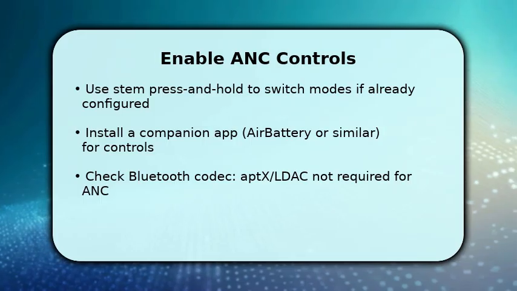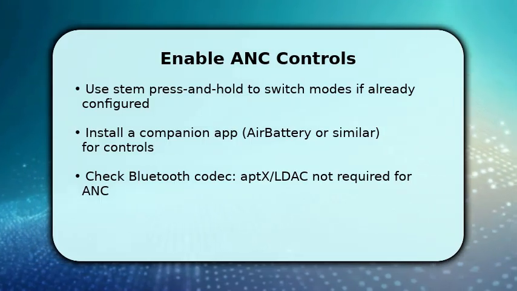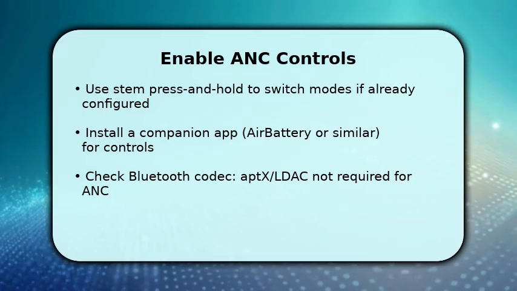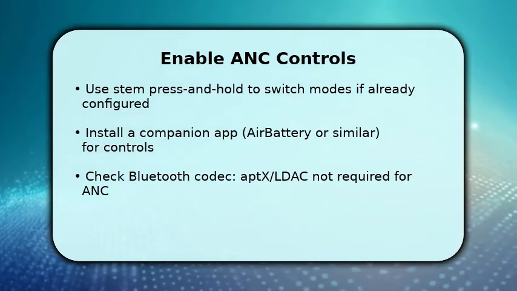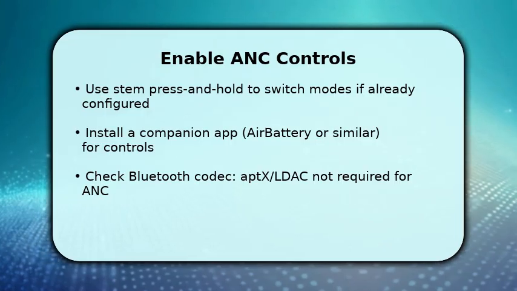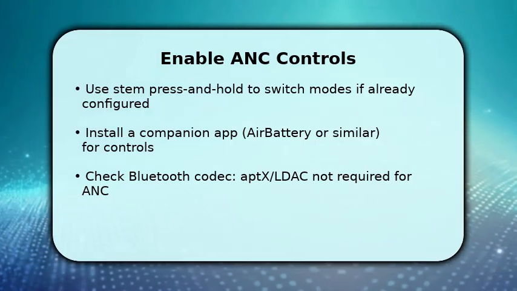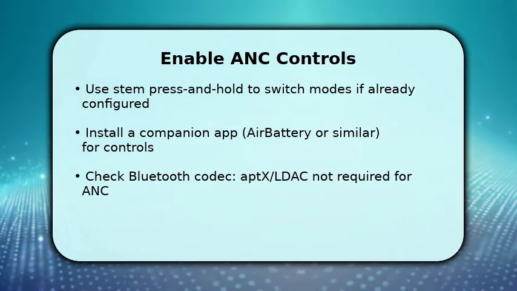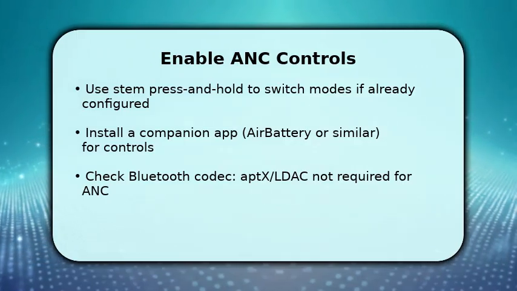If it isn't set, install a lightweight companion app that exposes ANC toggle and battery info. Open the app and grant Bluetooth permissions. Make sure Android remains connected and media audio is routed to the AirPods. Once done, test with background noise and adjust the stem action or app shortcut for quick toggling.